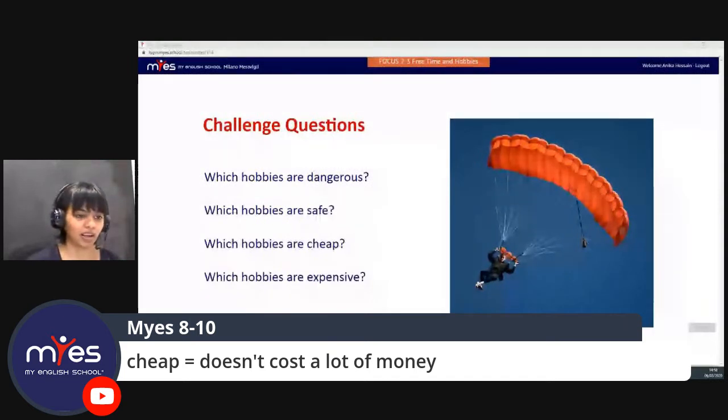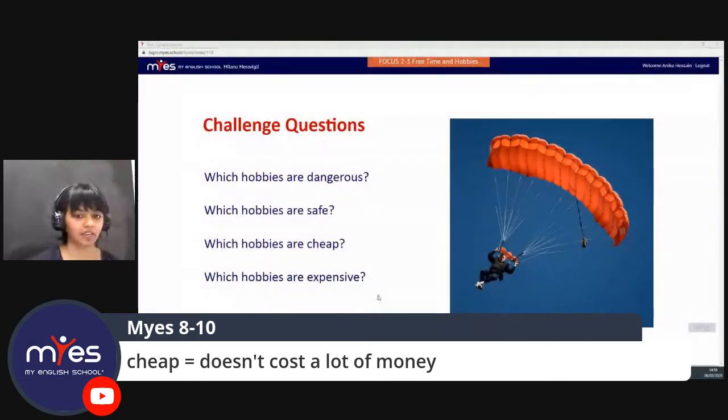Books are cheap as well. I think reading is also a cheap hobby, but sewing is not a cheap hobby. My hobby of sewing involves buying a lot of materials, buying a machine for sewing. So it is not a cheap hobby, but an expensive hobby. So that brings us to our last question. Which hobbies are expensive? In my opinion, sewing is an expensive hobby.